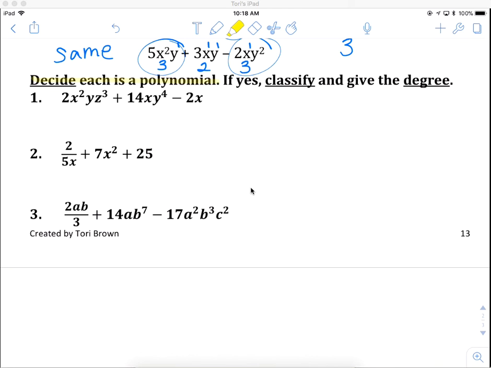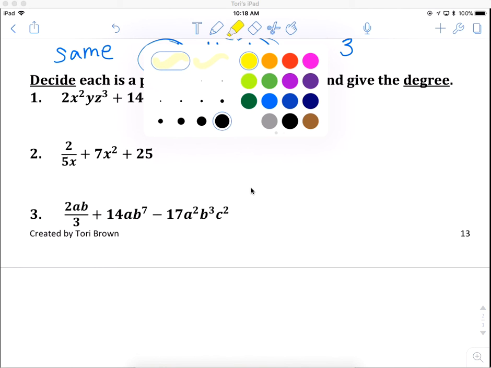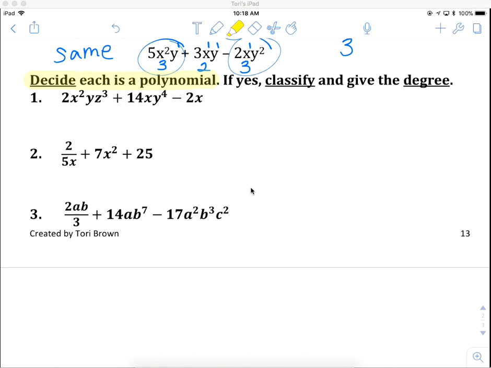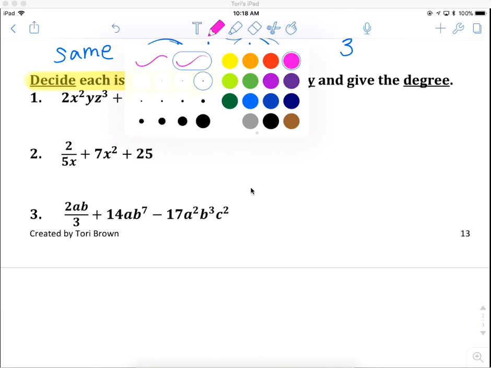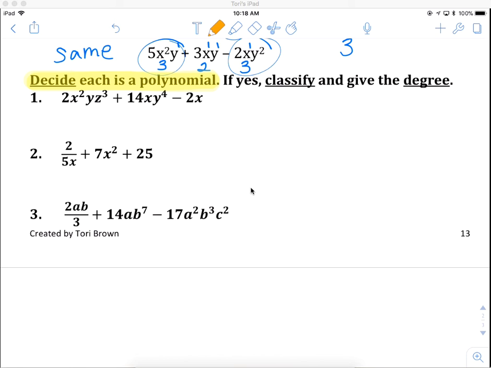First thing we're going to do is decide if that piece or that term is a polynomial. Remember, to be a polynomial, it means you cannot have a variable in the denominator. So if I ask on this one, is number 1 a polynomial? Well, there's no fractions at all. So that would be a yes. It is a polynomial. Problem 2, we have this fraction right here. And if I look, there is a variable in the denominator. So it is not a polynomial, no, because there is an x in the denominator.